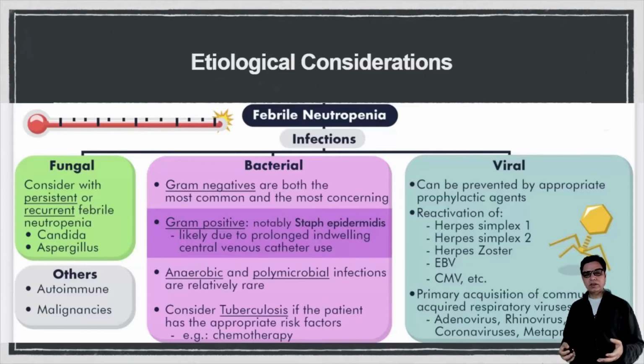And some of the other considerations, like autoimmune conditions, can also cause febrile neutropenia. Similarly, different types of malignancies. The most common are hematological malignancies like leukemia and lymphoma. Similarly, solid tumors like osteosarcoma, Ewing sarcoma, and other types of tumor, like Wilms tumor, can cause febrile neutropenia.